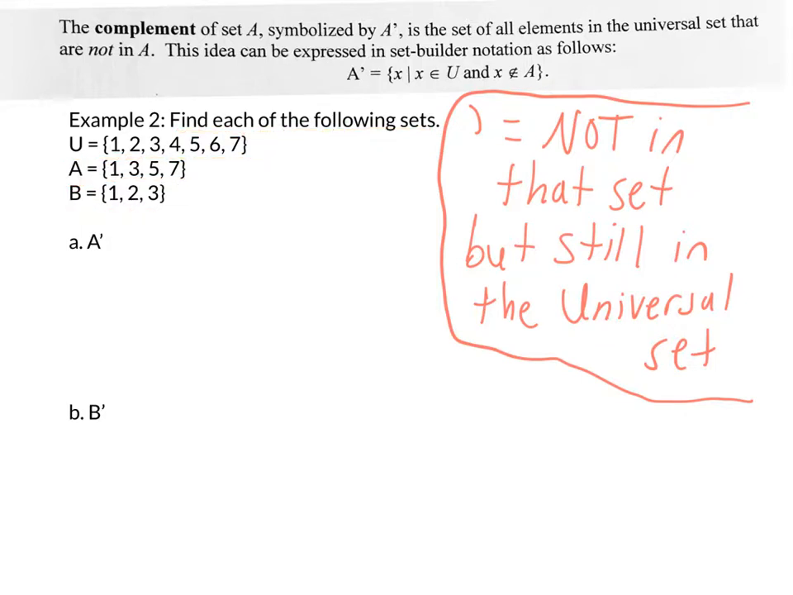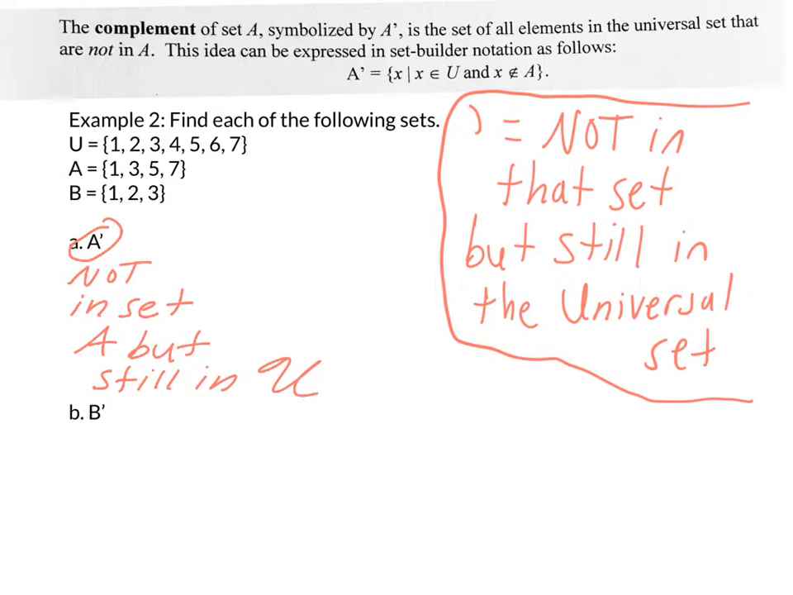So using those sets, question A wants us to find A complement. So I do see that apostrophe. And remember, putting it together using our guide on the side here, whenever you see that apostrophe, it means what's actually not in that set, but still in the universal set. So because the apostrophe is attached to A, really this means what's not in set A, but still in the universal set. I'll just put a capital cursive U for universal set.